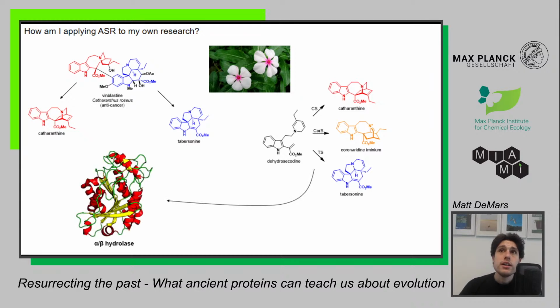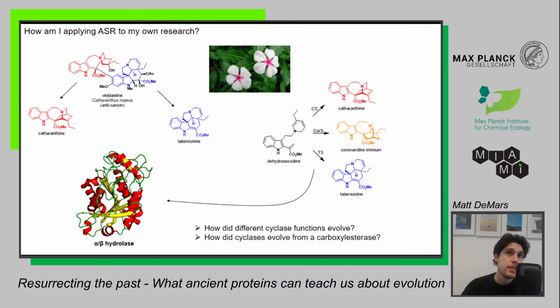And so all of these enzymes are highly related. They're 75 to 80% identical by sequence, and they all are part of this alpha beta hydrolase superfamily. And so the question I have in my research is, how did these different cyclase functions evolve? And how did ultimately cyclase function evolve from carboxylesterase function?